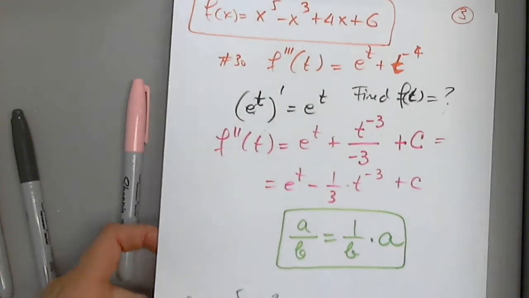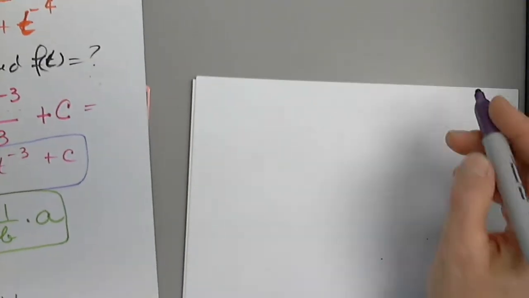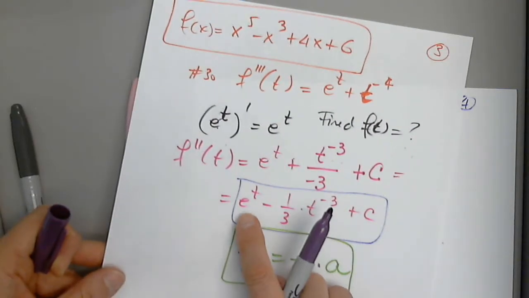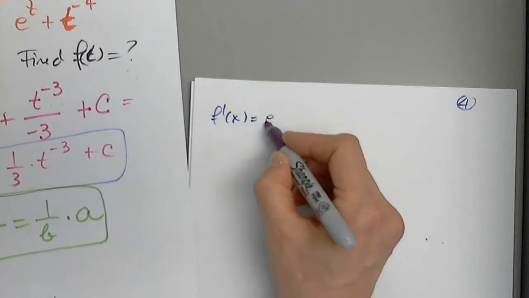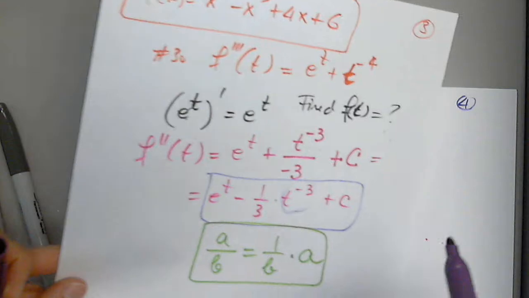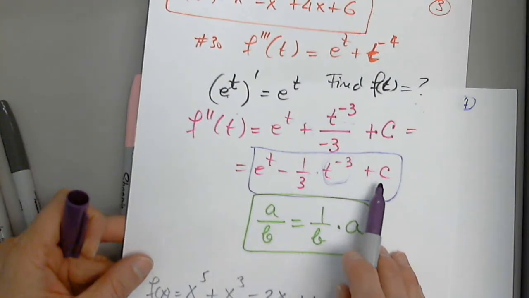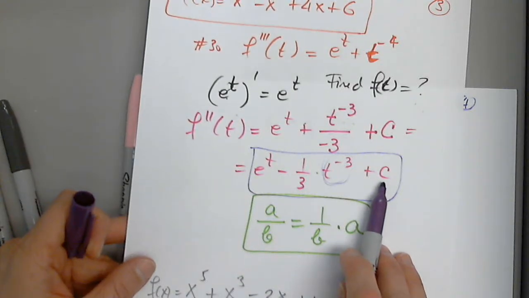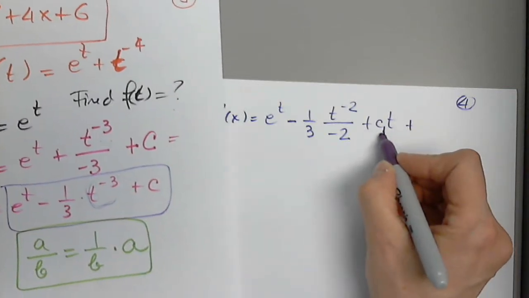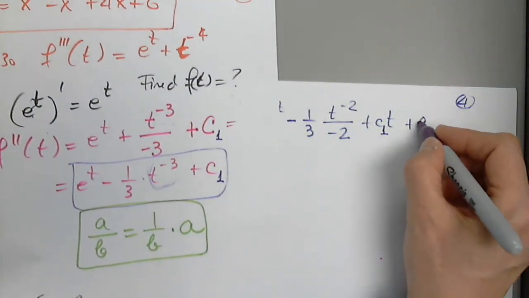Great job. So this is only the second derivative. Now we continue with the first. Which function prime is e to t? Well, the answer is e to t. Then minus 1/3. Which function prime is this? It's t to negative 2 over negative 2. Plus, which function prime is this? Exactly. Thank you, Chris. Plus, so now I have no choice. I have to go back and name this as C1 plus C2.